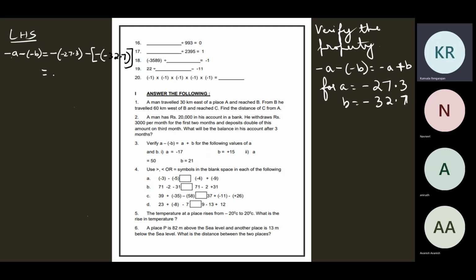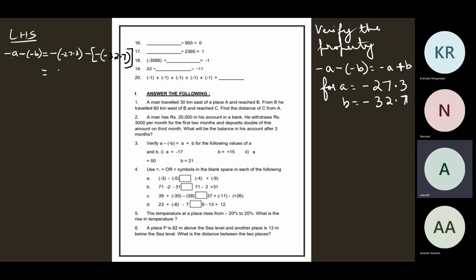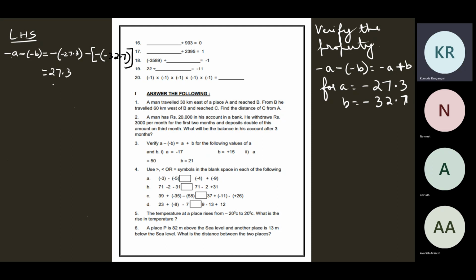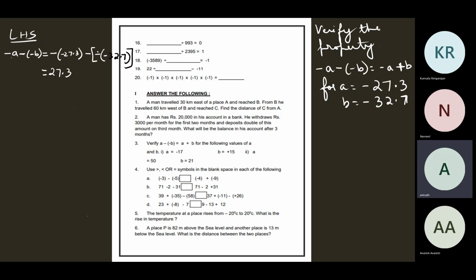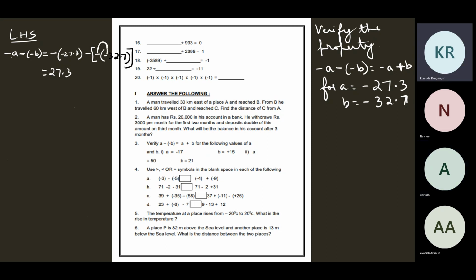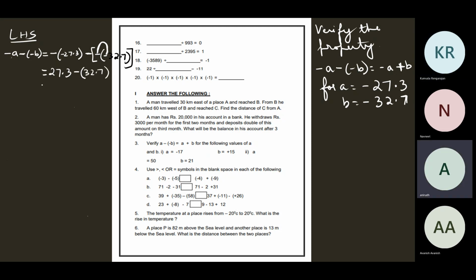Now tell me, what will be the next step? Anirudh? Ma'am, the next step will be minus into minus is plus, ma'am. So 27.3. Now you should simplify. Do only this one, don't do all the three. So put this minus sign as it is. Open a simple bracket now. Minus into minus plus 32.7. Correct? Yes, ma'am.